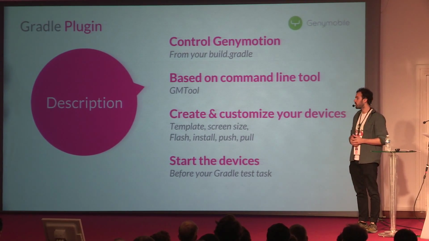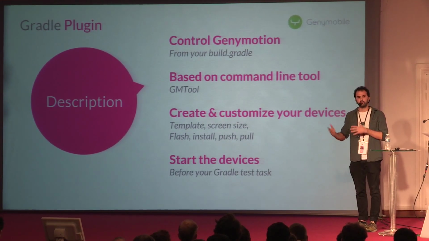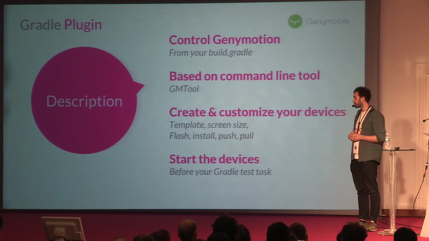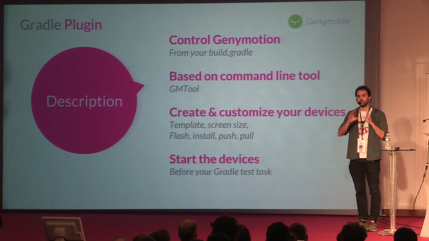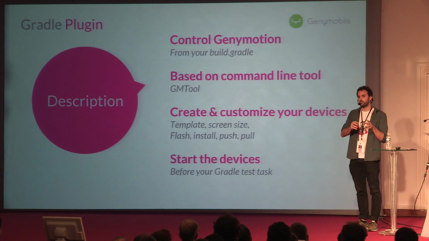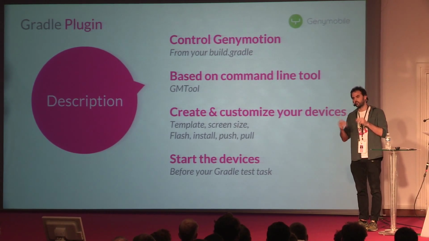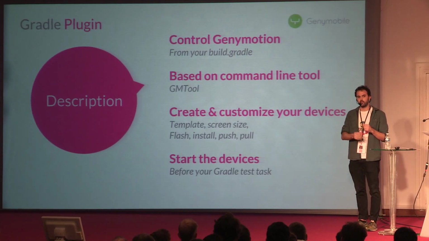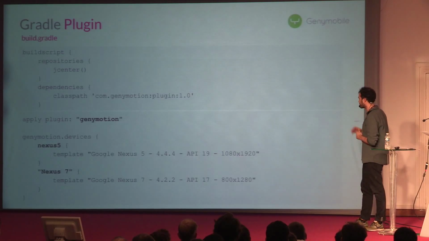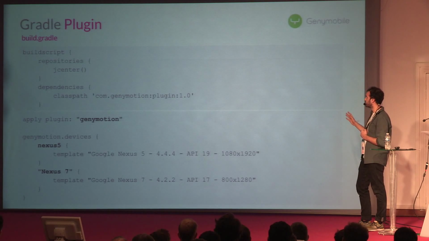So if you're using the task connected Android test to run your integration test, this plugin is simply going to listen for it and start the VM when the connected Android test task is going to start, run the test on it, and then kill the VM and delete it. It's fairly easy to use.